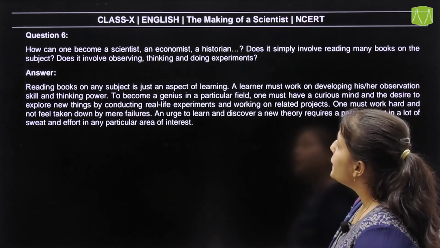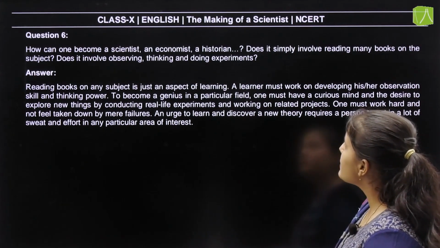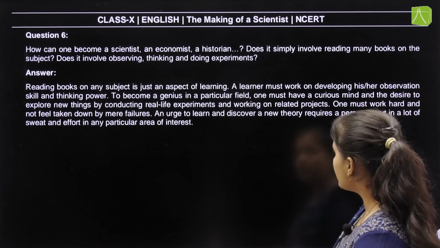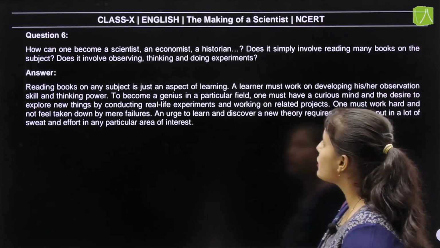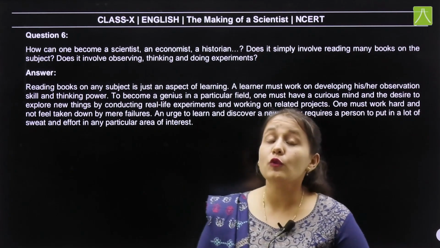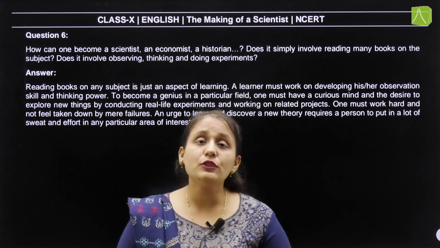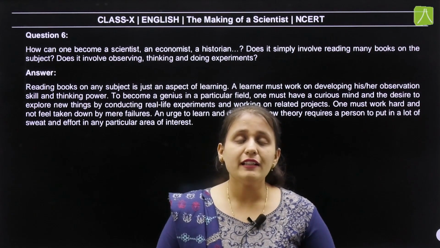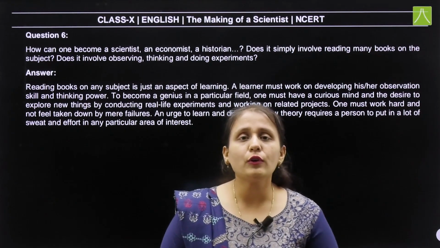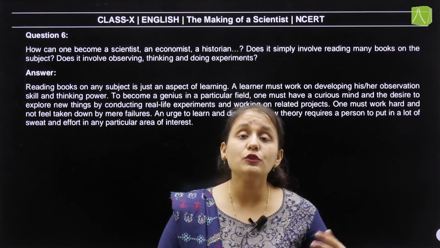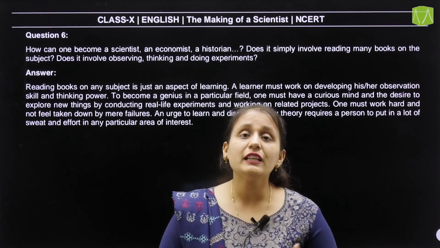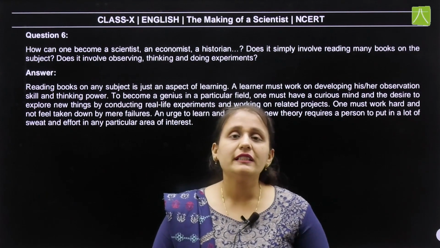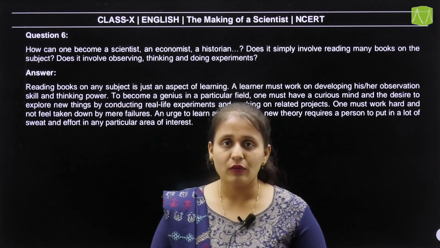How can one become a scientist, an economist, a historian? Reading books on any subject is just an aspect of learning. A learner must work on developing his or her observation. हमें लाइफ में जो भी बनना हो, first of all, we need to observe what we are in reality interested in. And it's not just a thing of 1 week or 2 weeks, but we need to practice it, we need to make it our hobby. And then we can enjoy our work. And once we start enjoying our work, we go deeper and deeper into it. Okay.